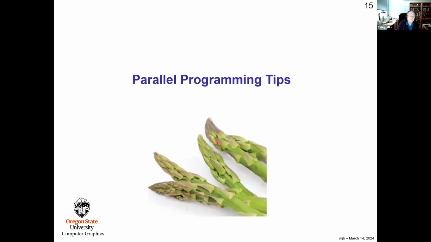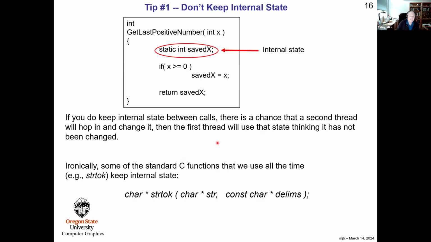All right, I threw some parallel programming tips in here for you. Tip number 1: don't keep internal state. Ironically, a whole lot of the Linux standard functions were written with internal state, because when they were first developed, there were no multi-threaded machines, and so this was safe. strtok is the perfect example.